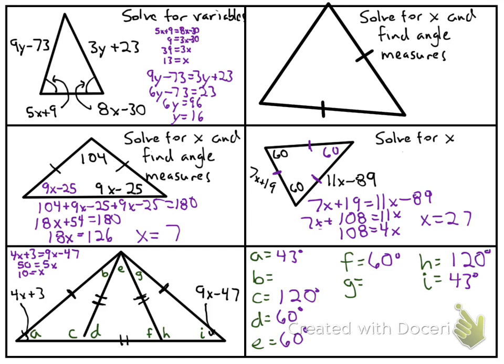And then last, B and G. So we have this 43 degrees, we have this 120 degrees. We need to find the third angle, which would be G. So we're going to do 120 plus 43 gives us 163. Subtract that from 180 and we get 17 degrees.